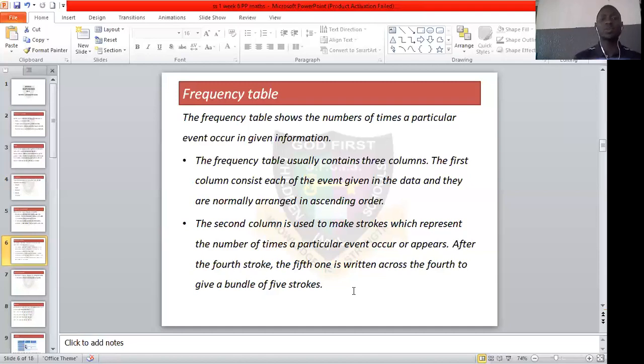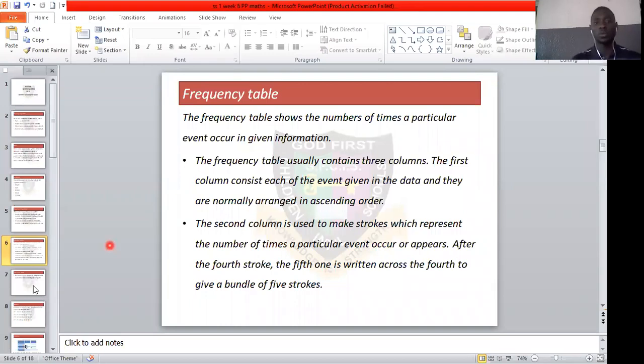So add it together, it gives us 7. So the second column is used to make strokes which represent the number of times a particular event occurs or appears. After the fourth stroke, the 5th one is written across the 4 to give a bundle of 5 strokes. That's why I said earlier that you strike the 5th across the 4 strokes to give you a bundle. Let's take an example.